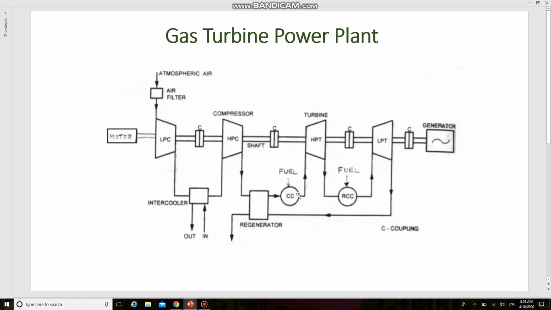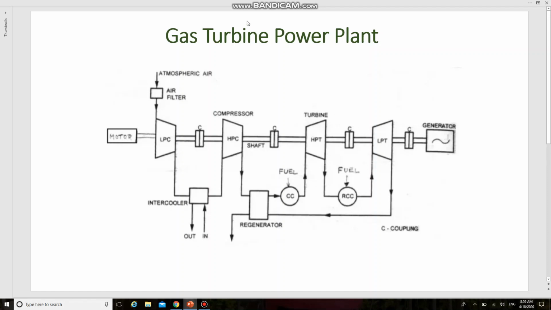Next one is the gas turbine. So two types of gas turbines are used in this type of gas turbine power plant. One is a high pressure turbine and another one is a low pressure turbine. Okay, let us see the working of the gas turbine power plant.